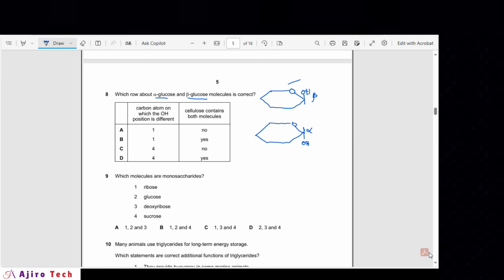And this is found in cellulose, allowing cellulose to form the rigid or strong structure that it needs to provide support in the cell wall. And this is found in the storage polysaccharides like glycogen and starch, allowing them, of course, to store up a lot of glucose for energy. So the carbon atom on which the position is different is 1. Cellulose only contains beta, so the statement that cellulose contains both molecules is no.